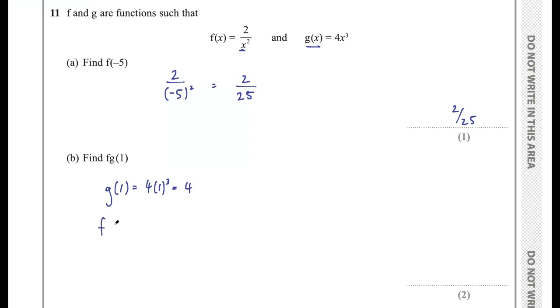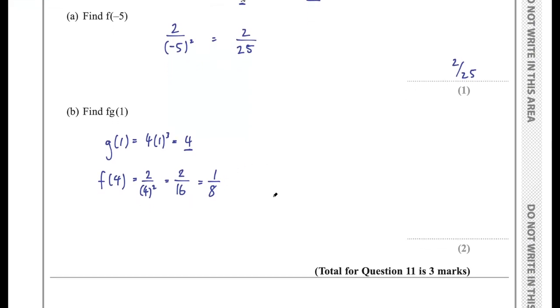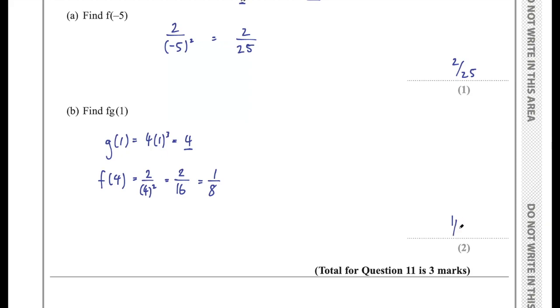And then we want f of this value, the value of g of 1, so f of 4. Inputting 4 into the function f of x, we get 2 on 4 squared, which is 2 on 16. And you can simplify that. That is 1 on 8, the common factor there being 2. So final answer there for f of g of 1, 1 on 8.